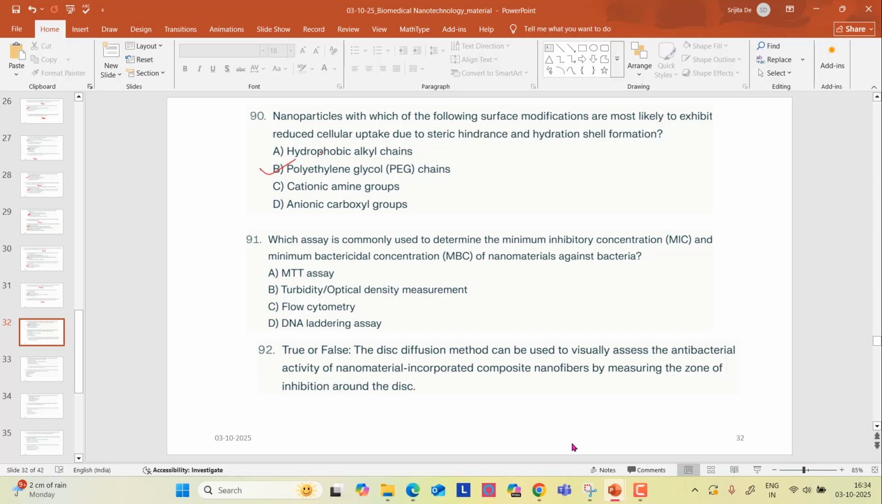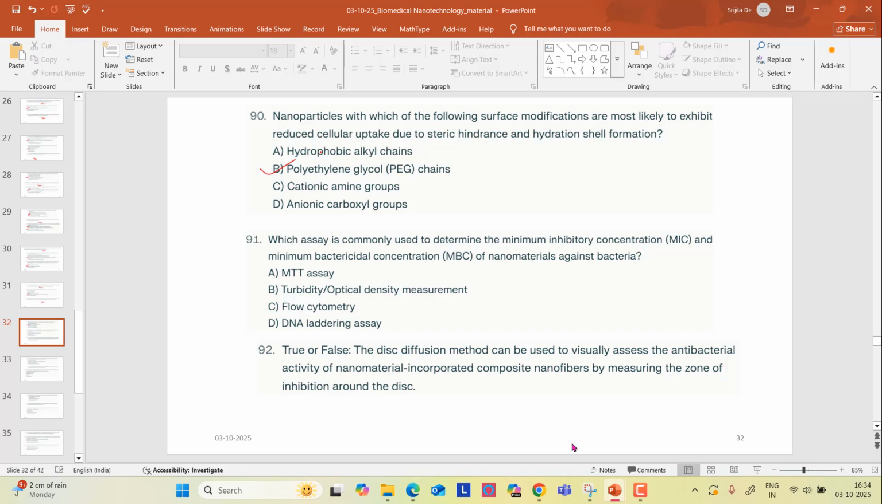Which one? Because PEG chains, that means PEG molecules, are making a nanoparticle neutral. It is not cationic or positively charged, and it is not making them negatively charged. So it is making them neutral. That is why the cellular uptake will be reduced.